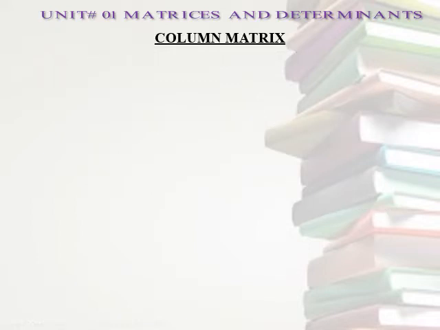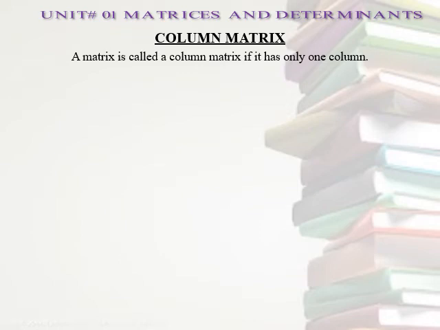Next one is column matrix. A matrix is called a column matrix if it has only one column. Again, as you are clear with the concept of column, here are a few examples to show you the column matrix.